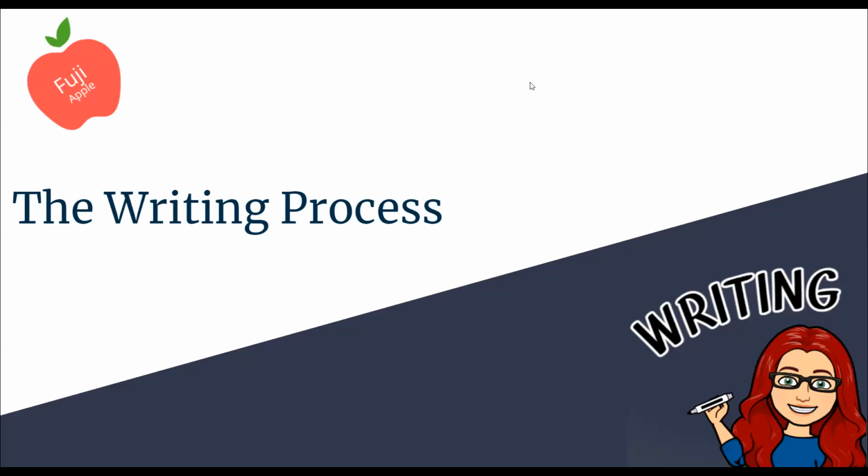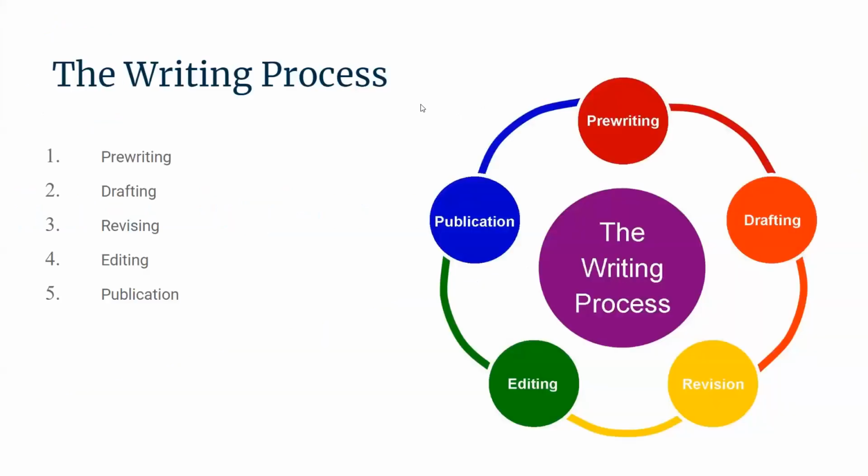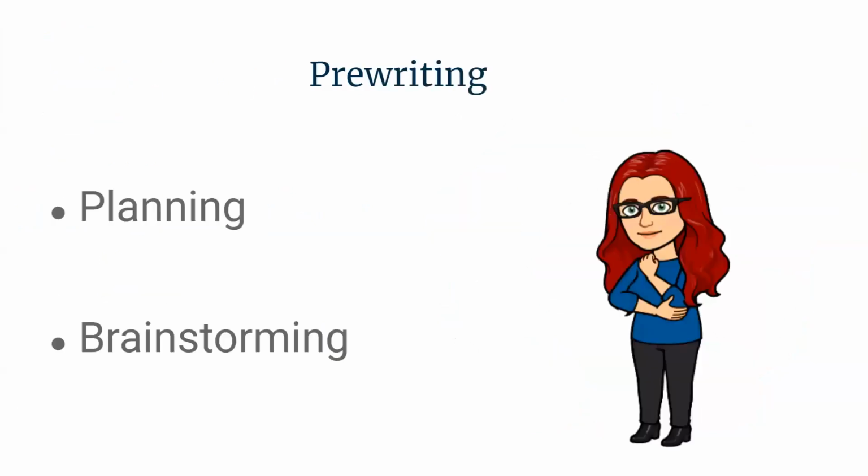This is the writing process. All right, so let's go ahead and take a look at what our writing process looks like. So our writing process is when we start with pre-writing, drafting, revising, editing, and then finally publication. So let's see what all of these things really mean.